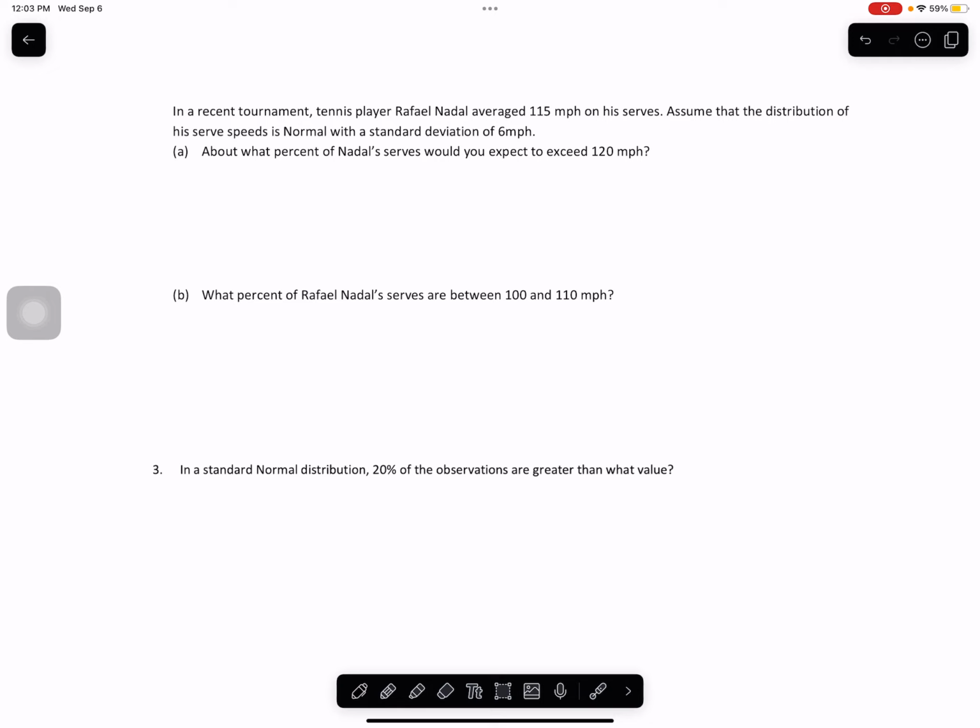So I have this example here about a tennis player named Rafael. You always want to point out some of the important information. They tell us the average is 115, so this is our mean, right? And if you read through a little bit, it says assume the distribution of his serve speeds is normal with a standard deviation of 6. So this is our standard deviation. Those two things are super important, also the fact that we know it's approximately normal, or to assume it's normal.